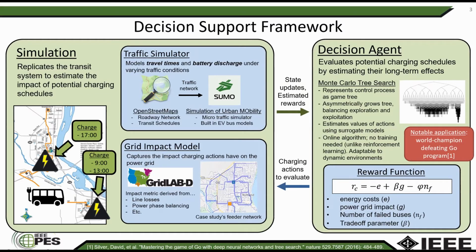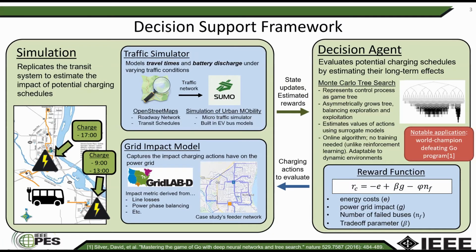For decision-making, we use the online Monte Carlo tree search algorithm, which has gained notoriety for its use in AlphaGo, the world champion defeating Go program. We use this online algorithm rather than popular offline approaches like reinforcement learning because of the dynamic nature of the transit environment.